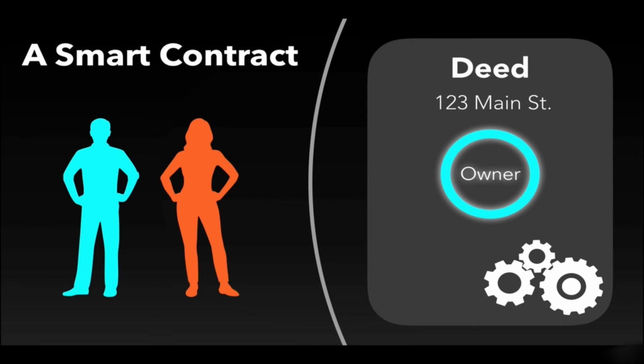So how would we use this deed? Suppose we wanted to transfer it. So remember, this deed is just a contract. It's a piece of code that lives on the blockchain, and all that it has is two pieces of data. One, the address, and two, the owner. So represented here as the cyan circle around it.